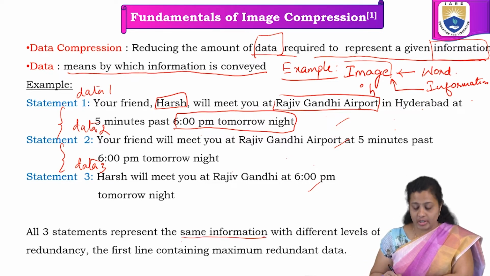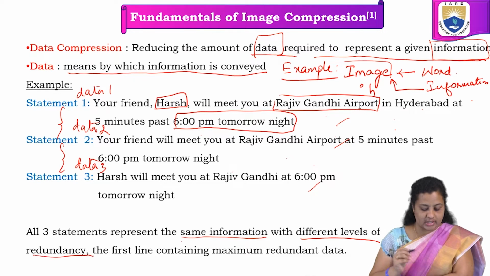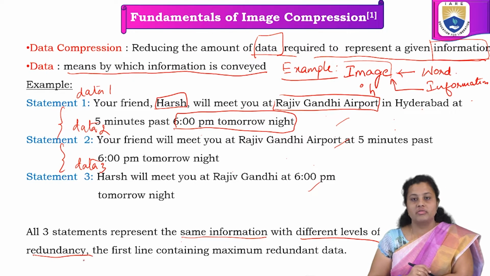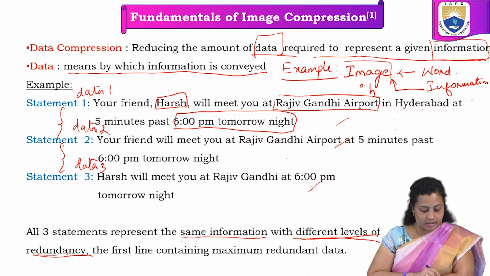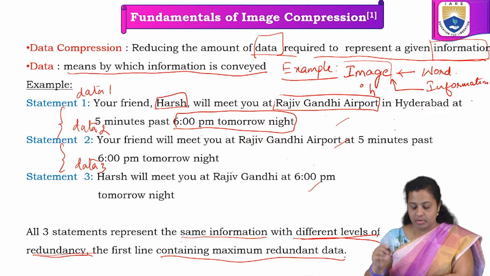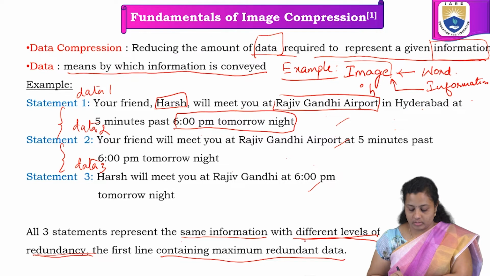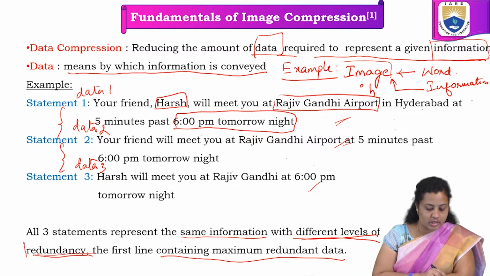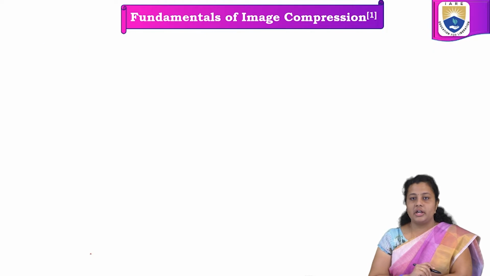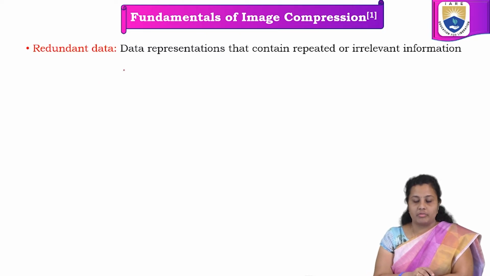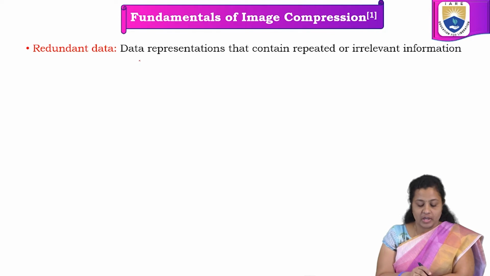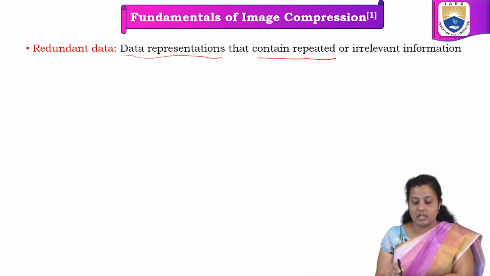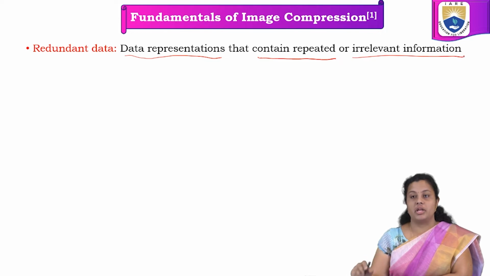The same information is conveyed but with different levels of redundancy, right? What do we mean by redundancy? We'll see in the next slide. But if you observe here, the first statement contains the maximum redundant data. The same information is conveyed by different data, and which data is best we will decide based on redundancy. So what is redundancy? Redundant data is the data representation that contains repeated or irrelevant information.